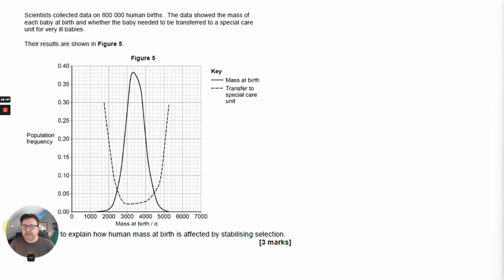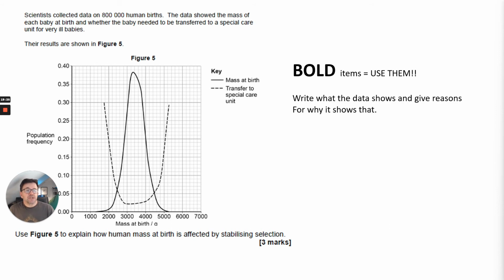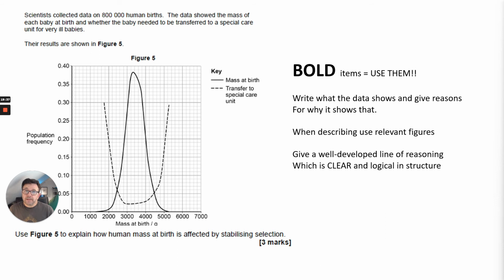Okay. So for example, here it says scientists collected data on 800,000 human births, so you can see the mass of each baby at birth and whether the baby needed to be transferred, for a very ill baby, to special care units. It says use figure 5 to explain how human mass at birth is affected by stabilizing selection. So bold items. The bold item here is figure 5. So they want you to use figure 5 to explain how mass at birth is affected by stabilizing selection. They want you to write what the data shows and give reasons for why it shows that. When describing, you need to use those relevant figures. Okay, you can even do some calculations if you wish. You need to give a well-developed line of reasoning which is clear and logical in structure.